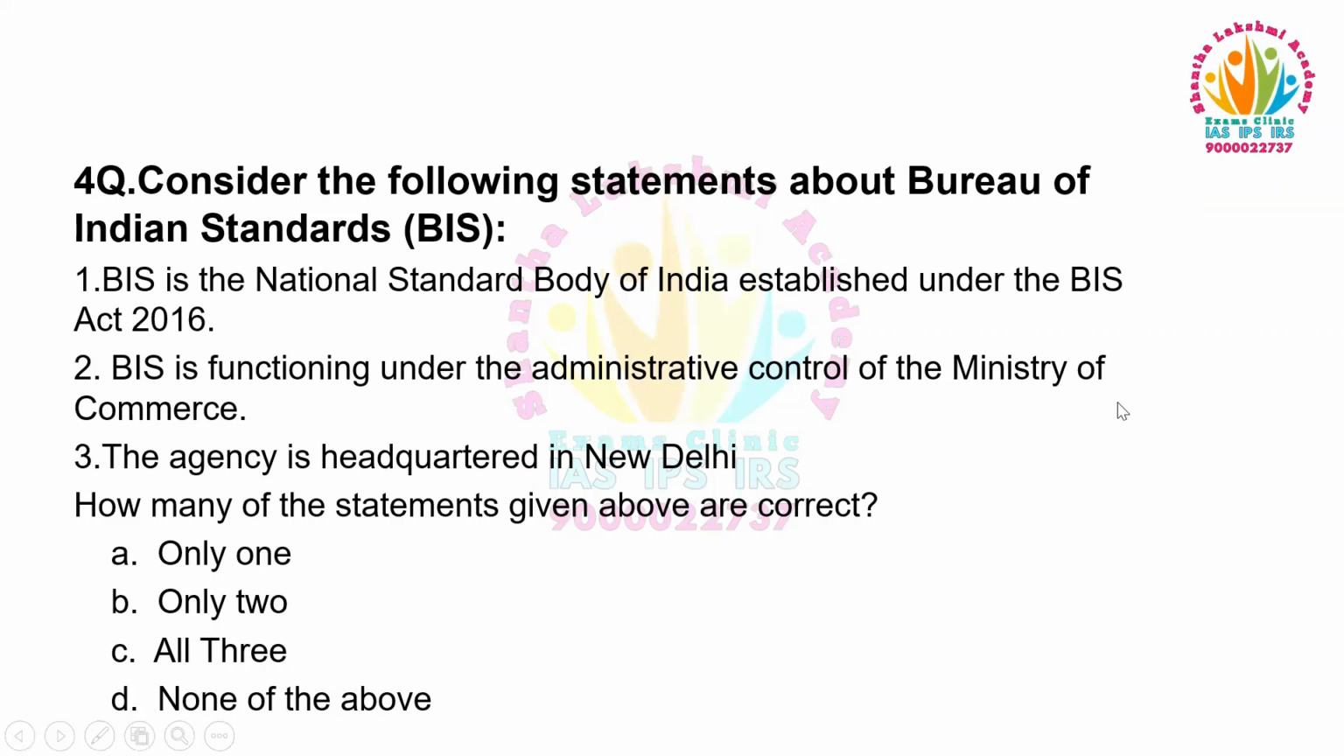Consider the following statements about Bureau of Indian Standards. BIS is the national standard body of India established under the BIS Act 2016. BIS is functioning under the administrative control of the Ministry of Commerce. The agency is headquartered in New Delhi. How many of the statements given above are correct? Only one, only two, all three, none of the above.